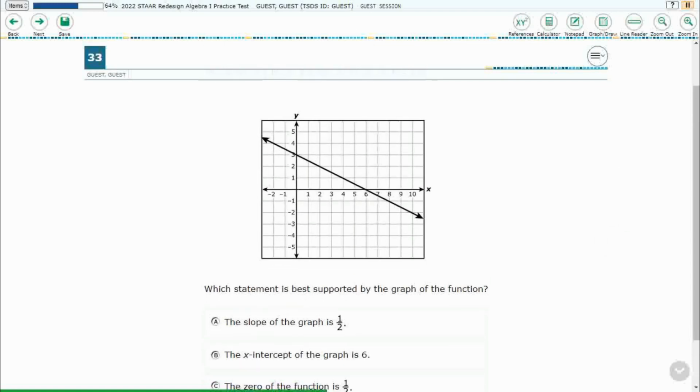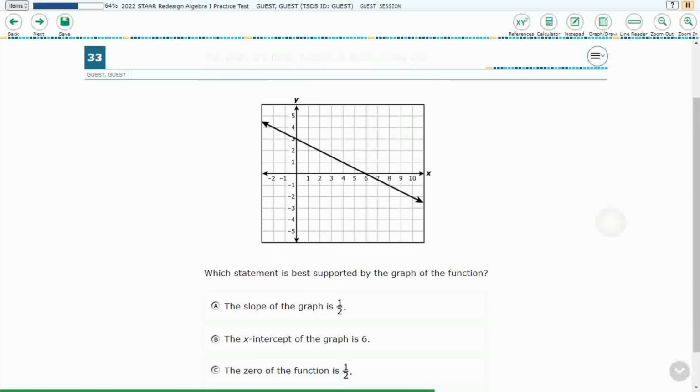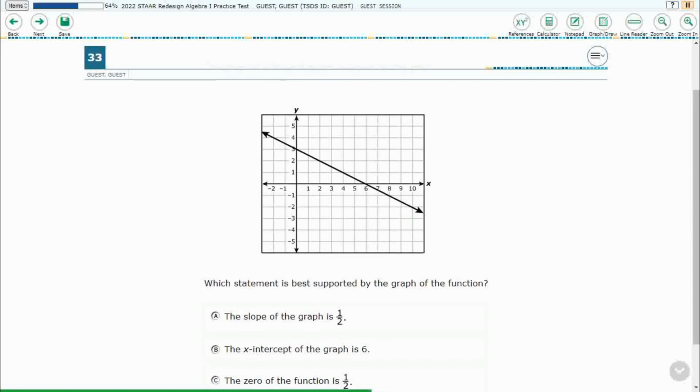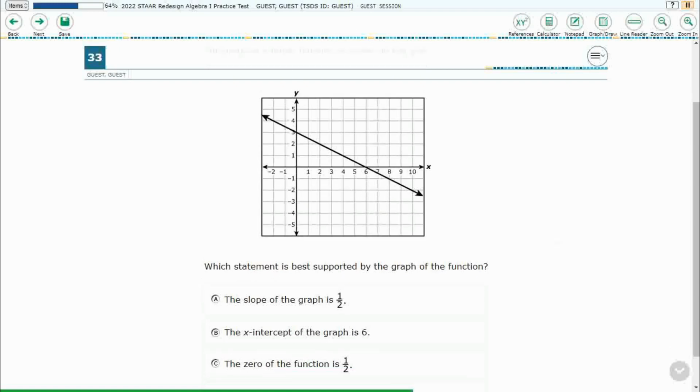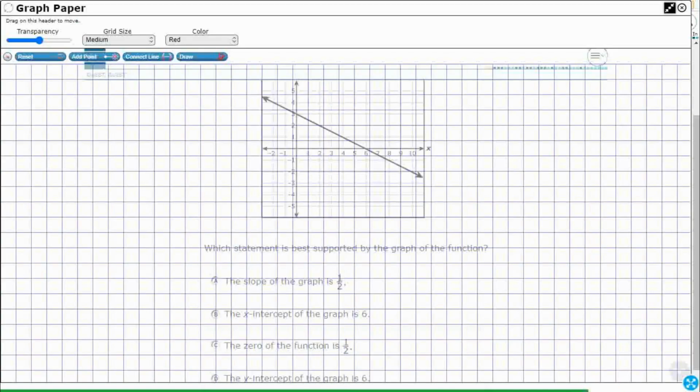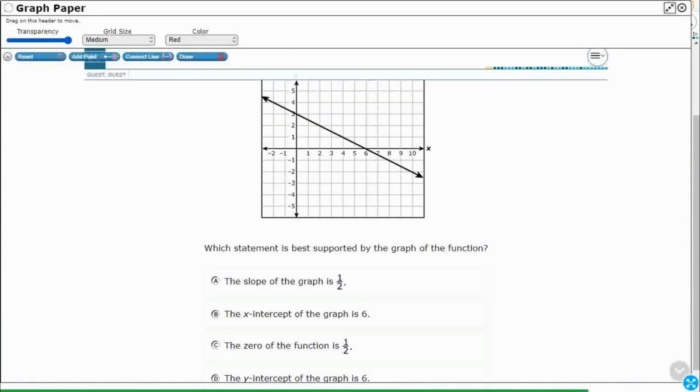So we have a graph of a linear function here. We do have all four quadrants, but it looks like quadrants 1 and 4 are a little bit more prominent here. So we simply need to find which statement is best supported by this graph. So let's open up our graph draw feature, expand it out. Let's increase the transparency all the way just so we don't see that grid on top of it, so we can draw all over this. So look at some of our answer choices.